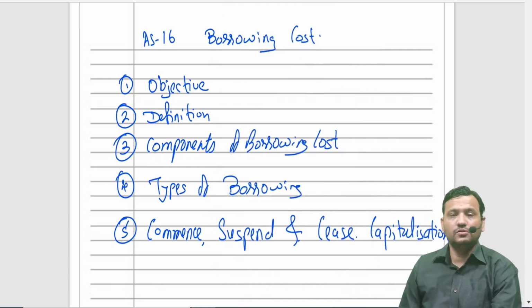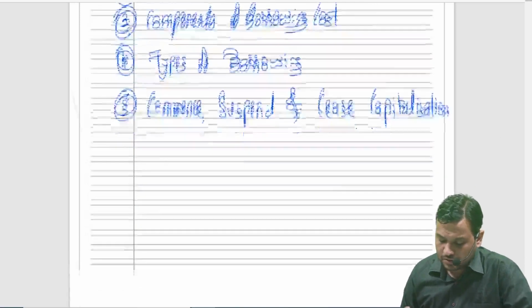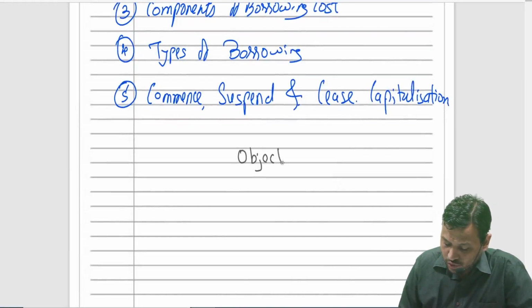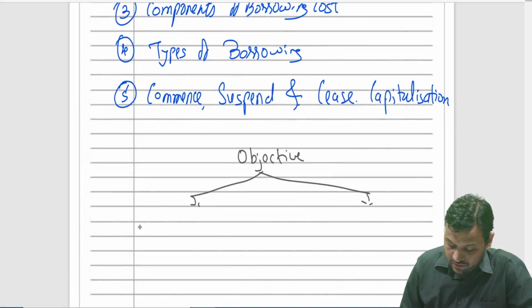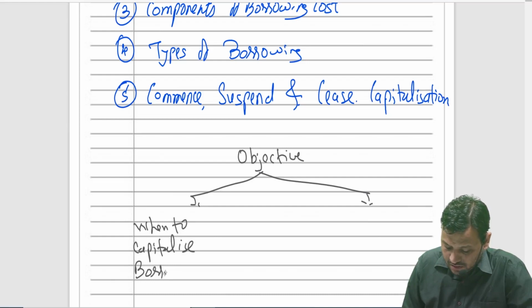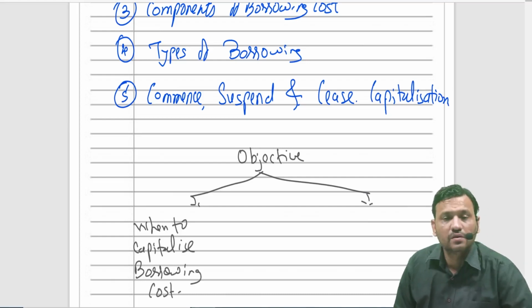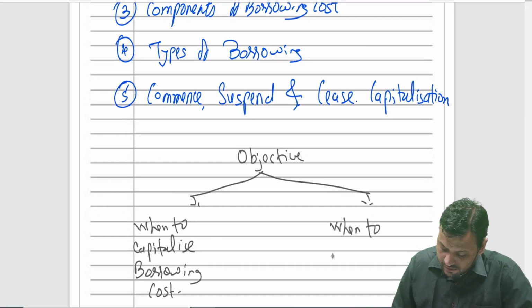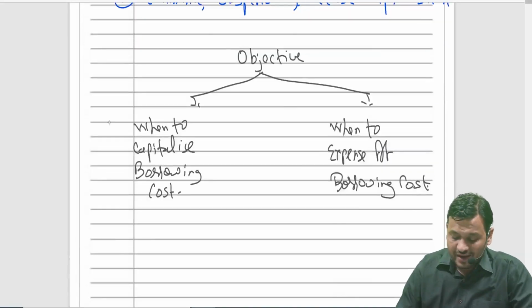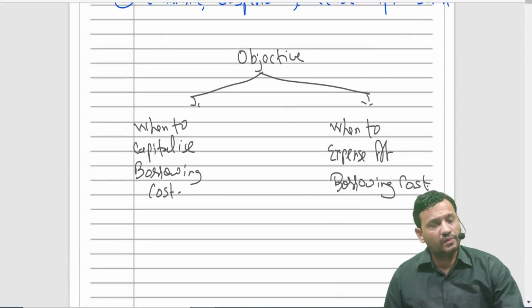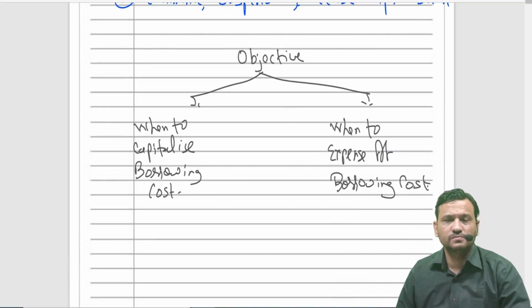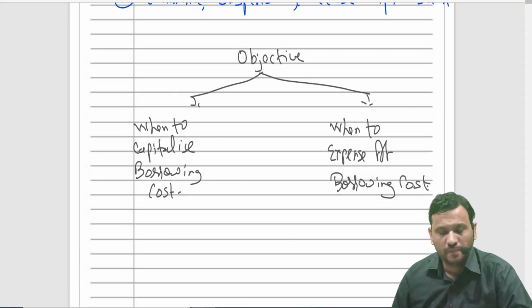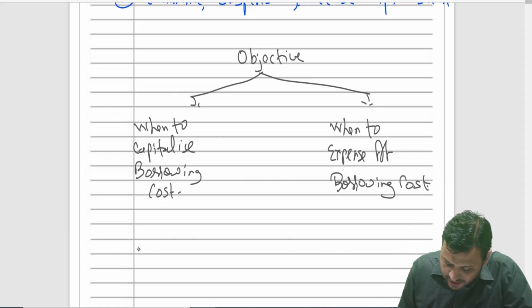Now friends, see what is this standard all about. Basically, the whole purpose of this standard, I can say, is only two things: when to capitalize borrowing cost and when to expense off borrowing cost. When to capitalize, when should we add this borrowing cost to my asset account, and when should I expense off the borrowing cost, means it will be debited to profit or loss account. This is what the standard talks about, and based on that the definition is there.